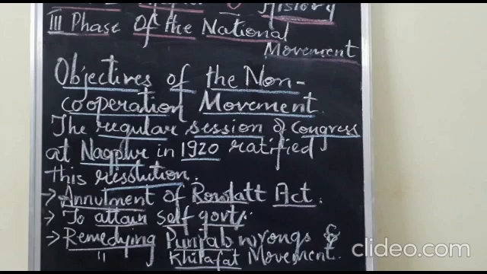The session of the Congress at Nagpur in 1920 ratified the following objectives. The first objective was the annulment of the Rowlatt Act. Second, to attain self-government within the British Empire if possible. Third, remedying the Punjab wrong. And the fourth, remedying the Khilafat wrong. Now, all these were the objectives of the non-cooperation movement.